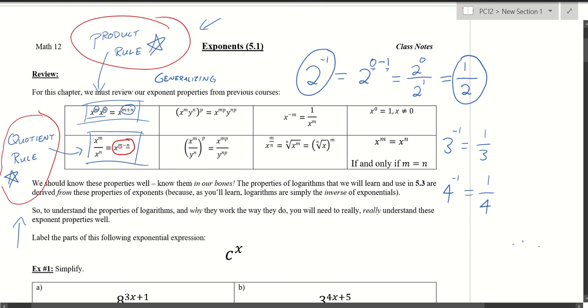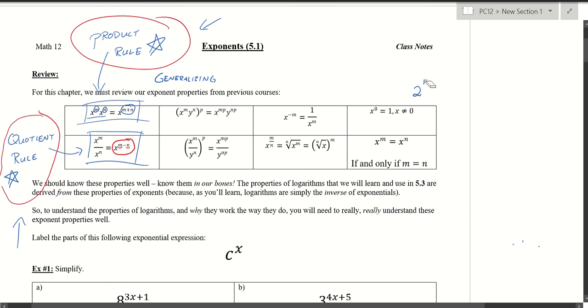Okay, that works for how to interpret -1 as an exponent. But what about other negative numbers? So let's look at something like 2 to the -3 power. What would that be equal to? We'll find that that should just be equal to 1 over 2 to the 3. If we have x to the -m power, that would just be 1 over x to the +m power.